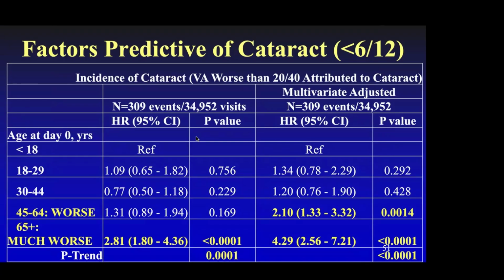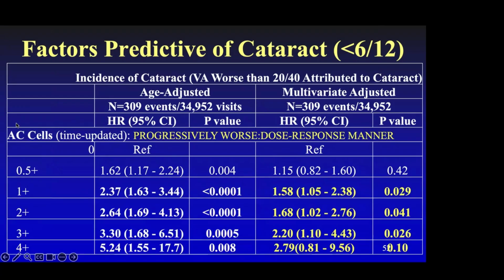And if we look at risk factors, age, as we would expect, is a risk factor, especially when we get to be 65 and older. This is kind of discouraging for me, although I don't have cataracts yet, thankfully. And then anterior chamber cells are a risk factor with a dose-response relationship.